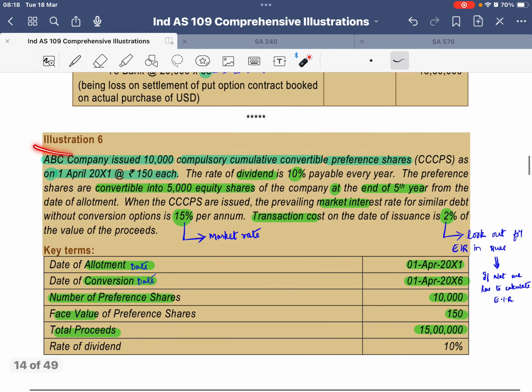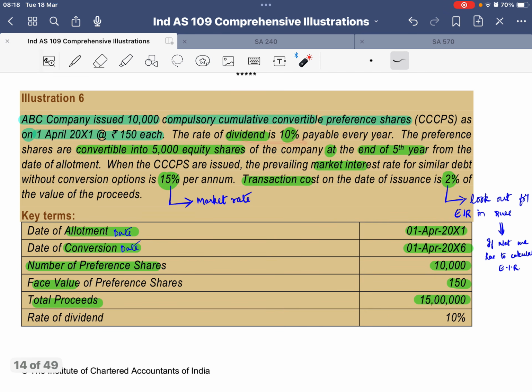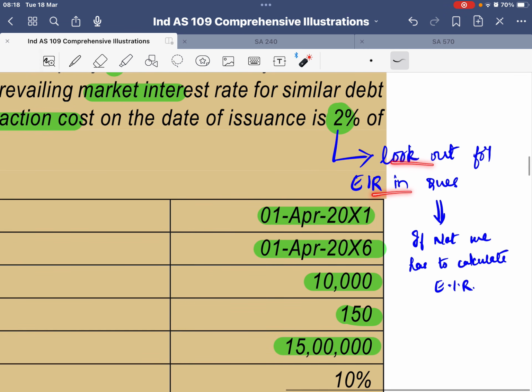Illustration 6. ABC company issued 10,000 compulsory cumulative convertible preference shares on 1st April 20x1 at rupees 150 each. Dividend 10%, convertible into 5,000 equity shares at end of 5th year. Market rate 15%. Transaction cost is 2%. Look out for EIR in the question. If not given, we have to calculate EIR.